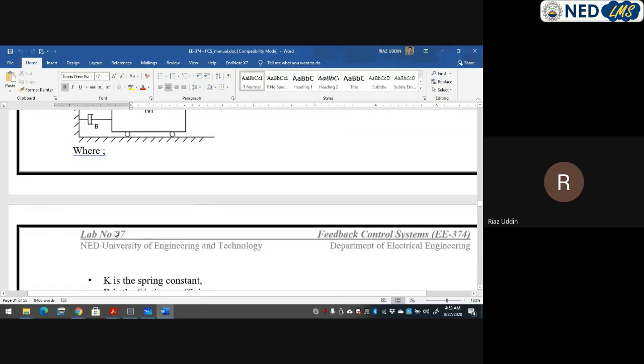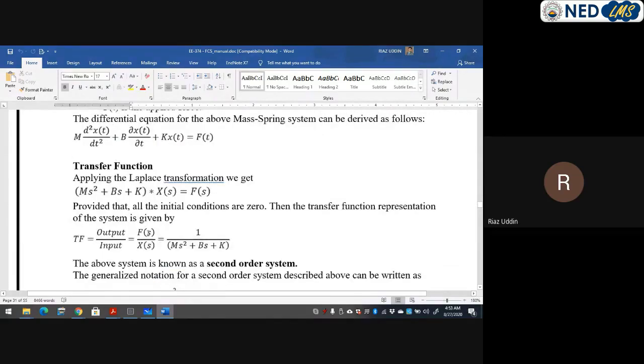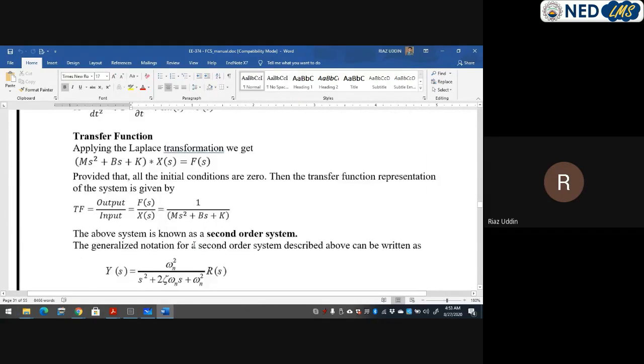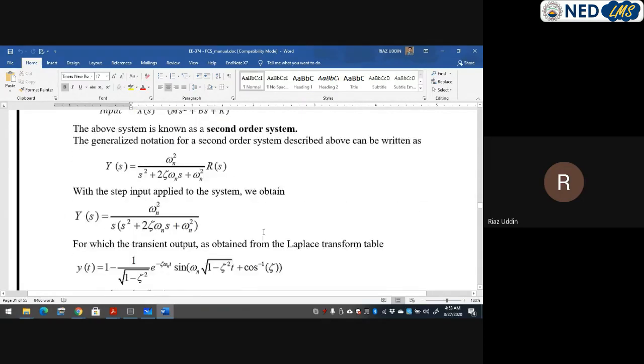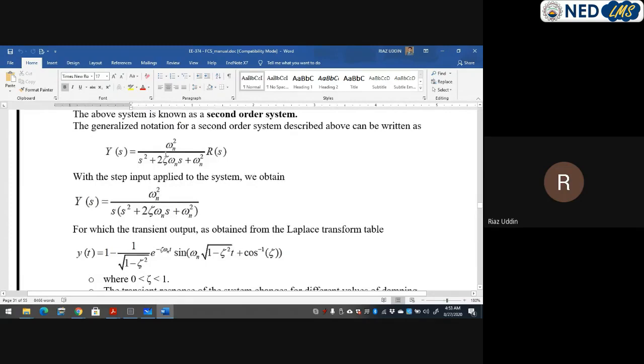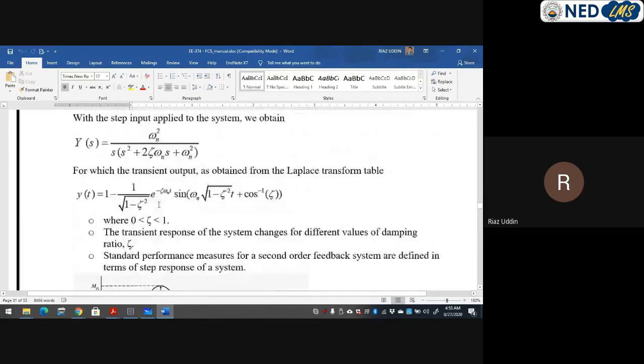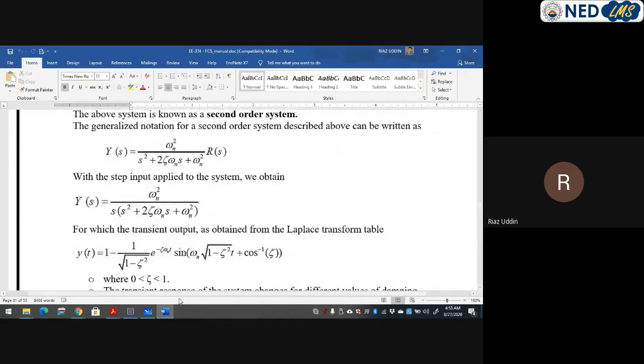So in this case, the transfer function comes out with F as your input and X as your output. So this could be the transfer function in our case. Now what you are going to do is compare these two equations. When you compare these two equations, you get different time domain specification responses.